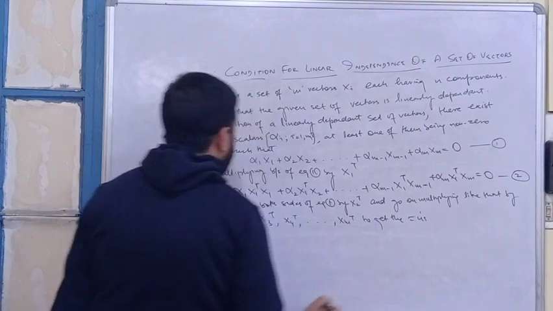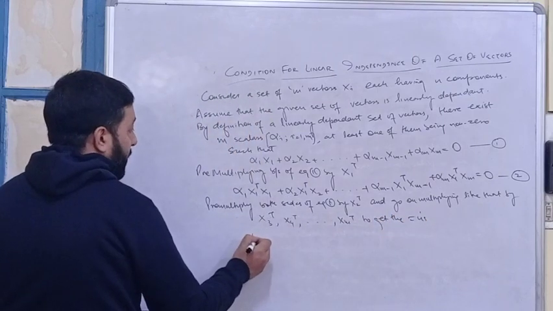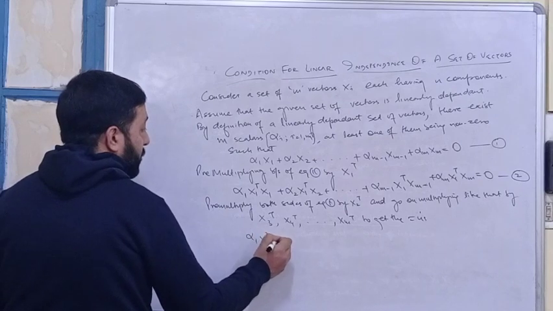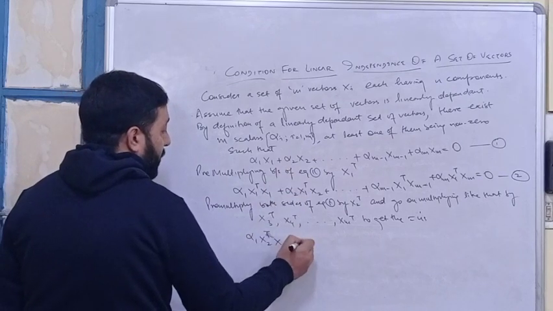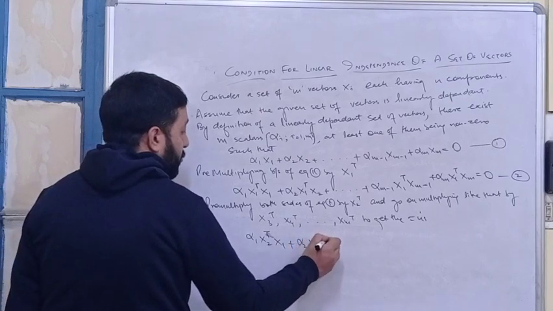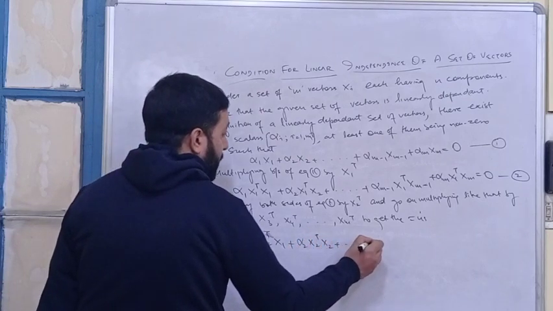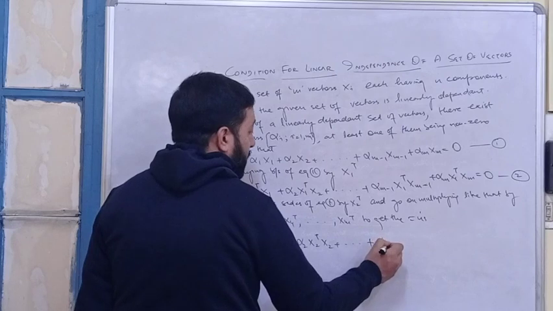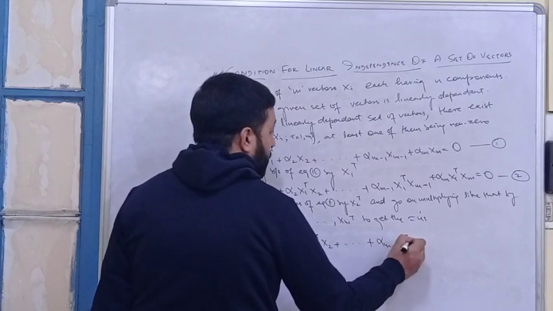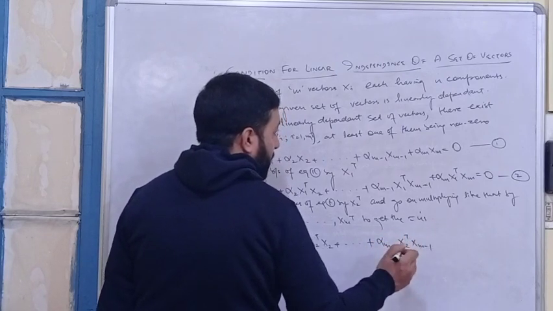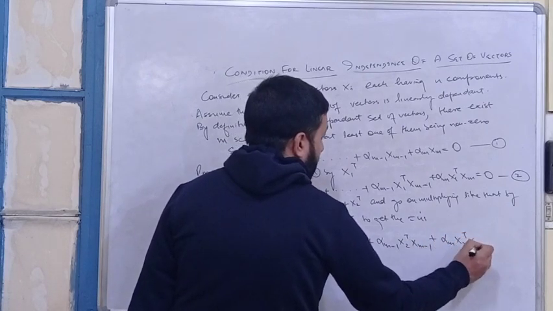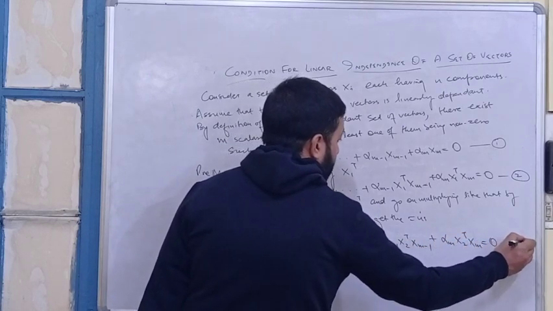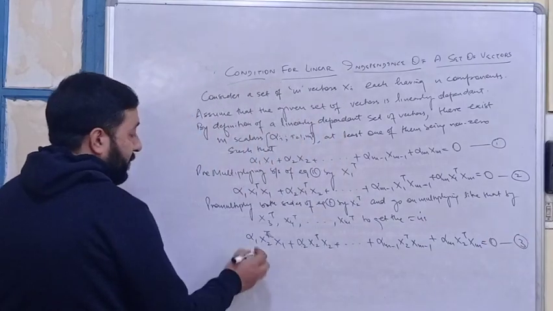दूसरी इक्वेशन क्या मिलेगी मुझे? Alpha 1 x1 transpose x2 transpose x1 है ना? प्लस अल्फा 2 x2 ट्रांसपोज x2 है ना? अल्फा m minus 1 x2 ट्रांसपोज xm minus 1 plus alpha m x2 transpose xm equal to 0. This I get as equation 3. And I get equations like that, है ना?